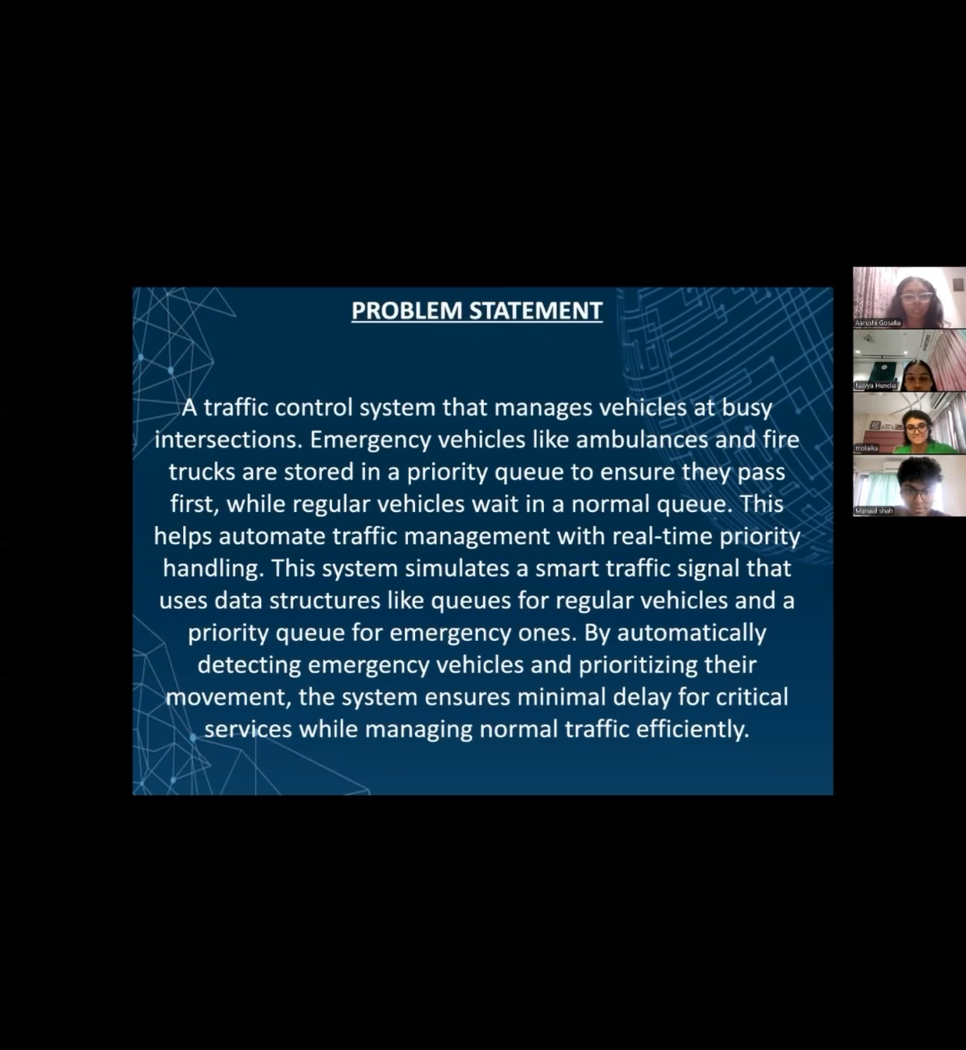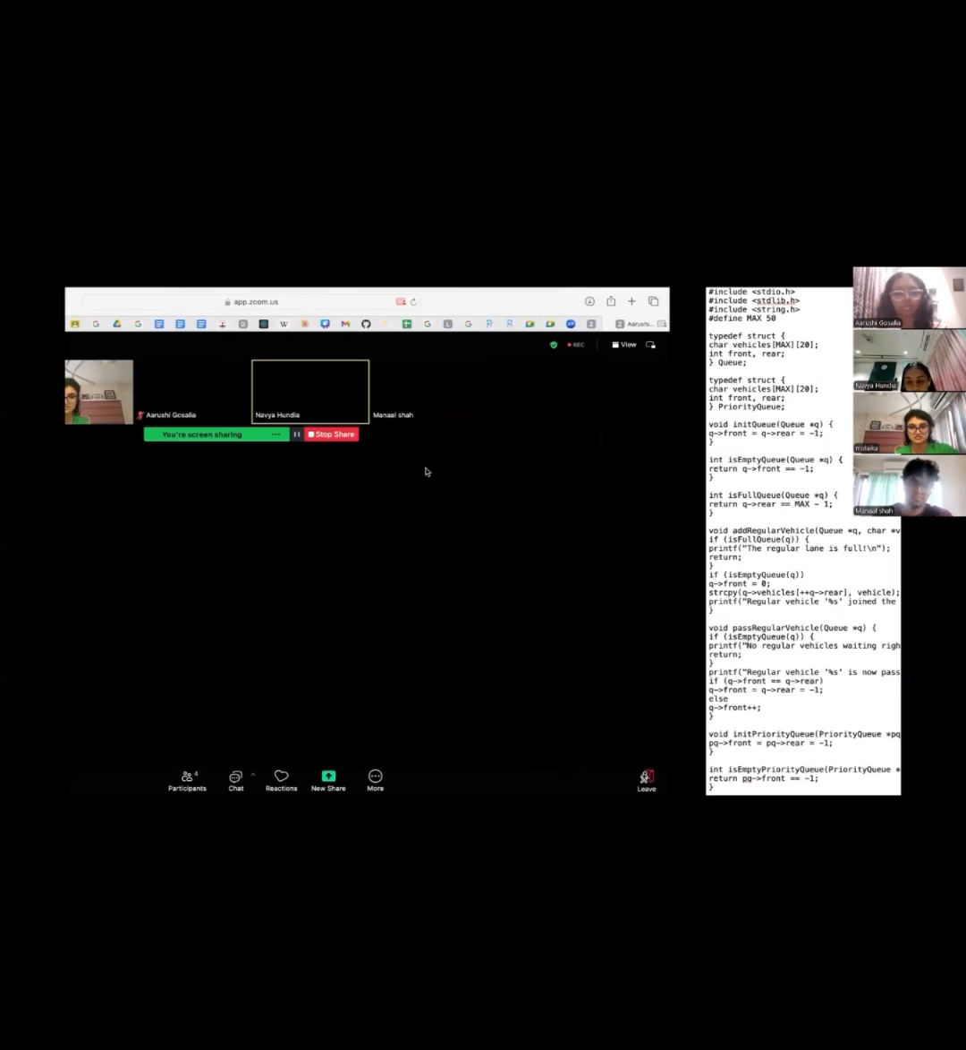This system simulates a smart traffic signal that uses data structures like queues for regular vehicles and a priority queue for emergency ones. By automatically detecting emergency vehicles and prioritizing their movement, this system ensures minimal delay for critical services while managing normal traffic efficiently. Let's start decoding from the top.